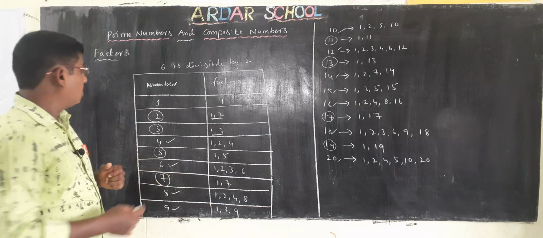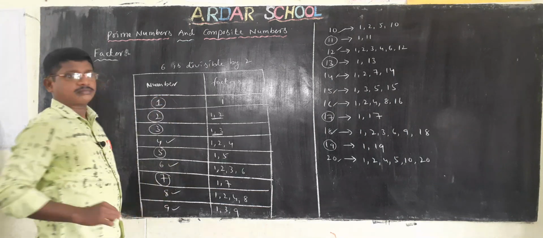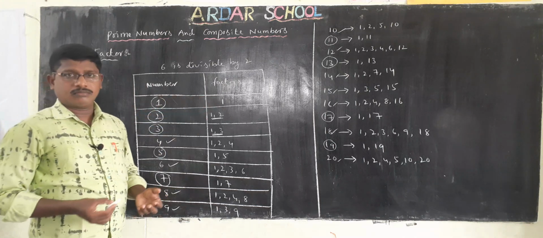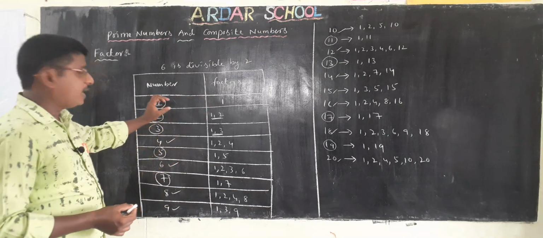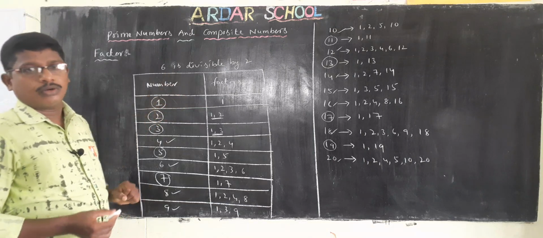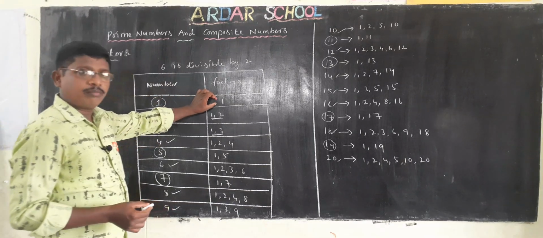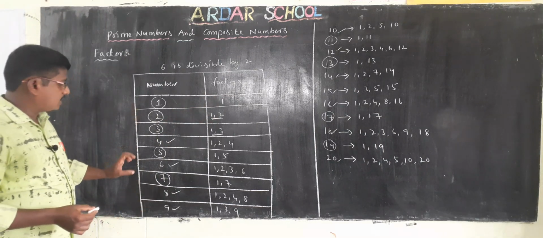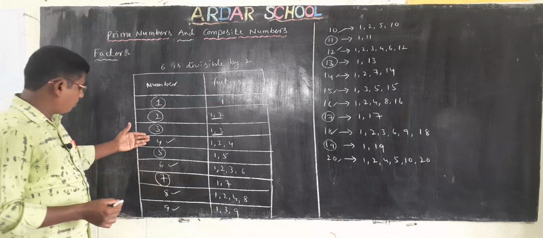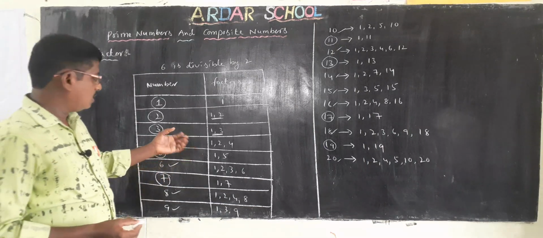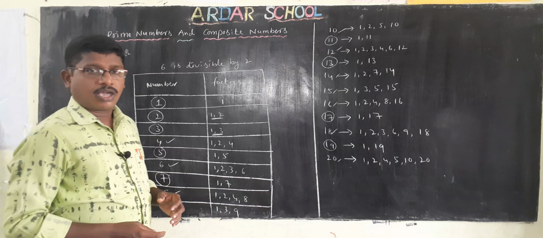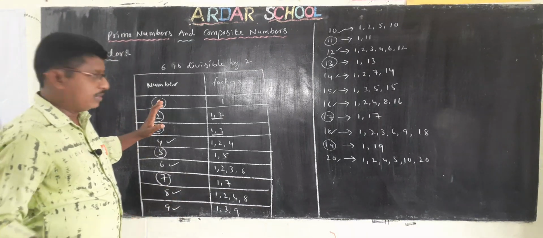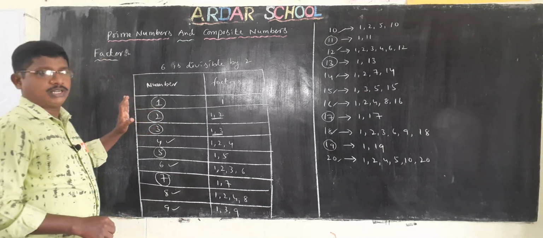What about 1? 1 has only one factor. That's why 1 is neither prime nor composite. So 2, 3, 5, 7 are prime numbers and 4, 6, 8, 9 and so on are composite numbers. Is it clear? These are prime numbers and composite numbers.